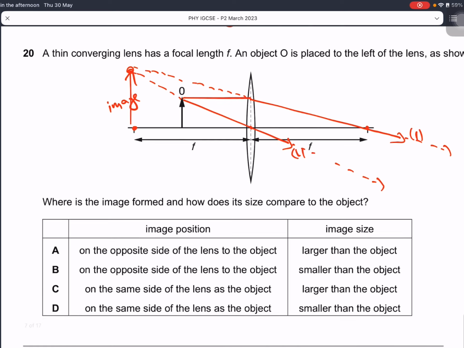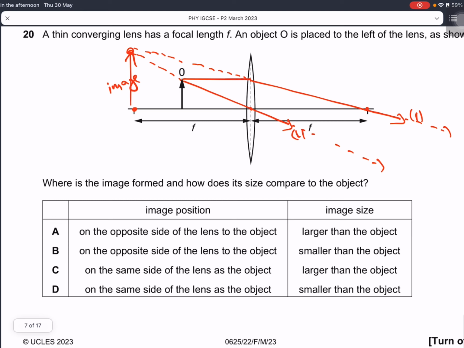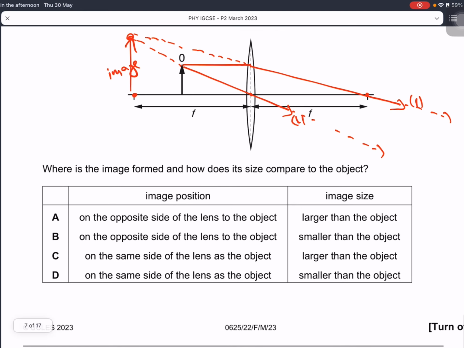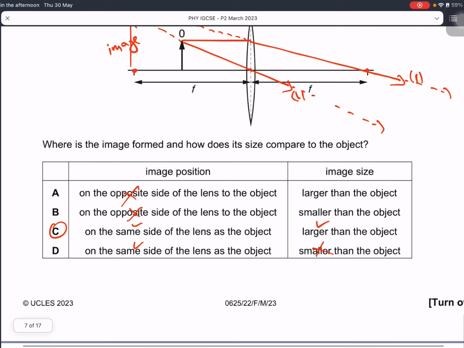So what is this image? Where is it? The image position, what's the size? On the same direction, not opposite, the same and same. It's larger than the object, exactly, not smaller. So it's going to be C, everyone, okay? It's larger. Oh, they're singing very nice, yeah.